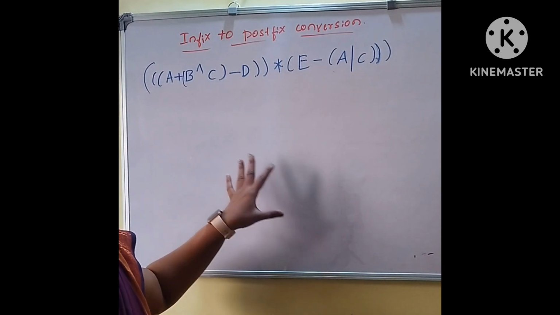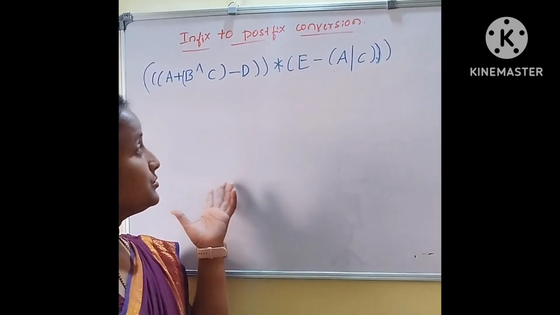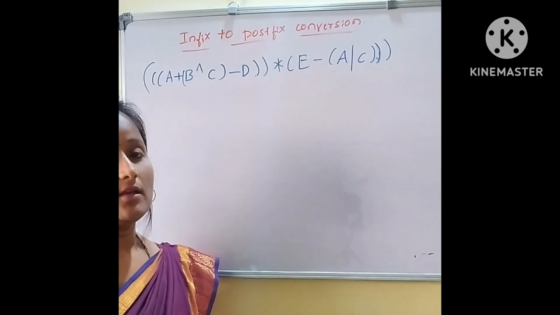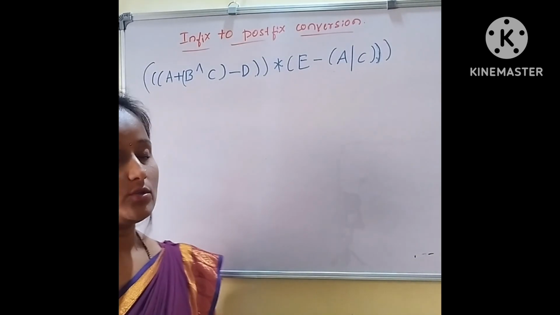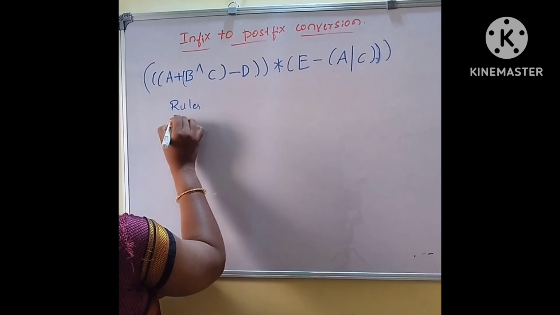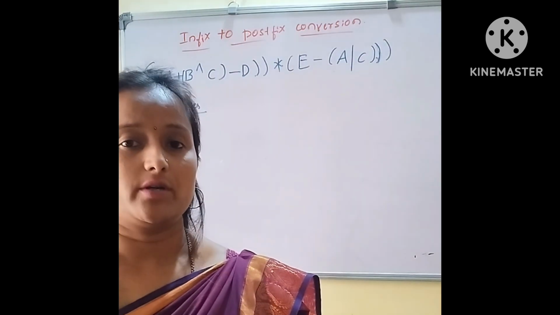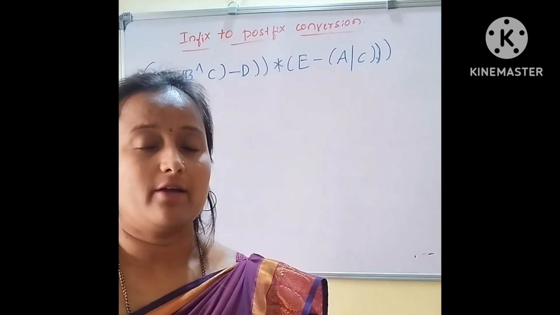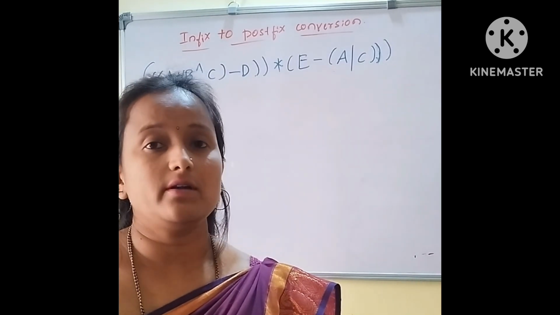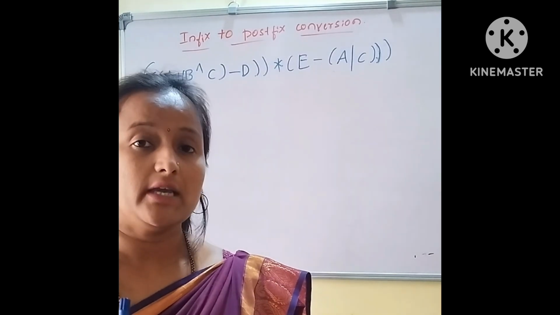Before going to explain, I want to tell you some rules. Before going to explain this, you have to know some of the rules. So which are those rules? There should be some precedence. Precedence is nothing but priority. So we have to check which priorities we have to give first and which priorities we have to give second.